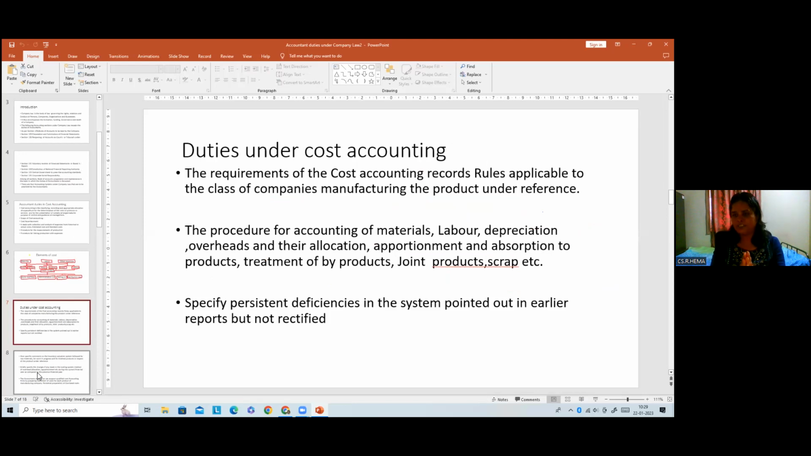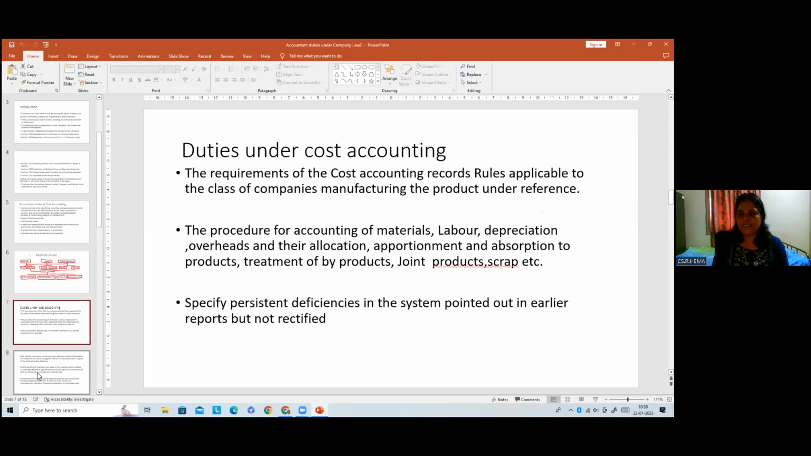Cost accounting record rules: there is one set of rules for cost accounting applicable to the class of companies manufacturing the product under reference. For each product, there are cost accounting rules which we have to follow to make the cost accounts. The procedure for accounting of materials, labor, depreciation, overheads, and their allocation, apportionment, and absorption to products, treatment of byproducts, joint products, scrap. Under costing, you are all going to work under all these topics. Each and every topic needs more sessions to explain, but you should know the key words under costing. So I have given these points.